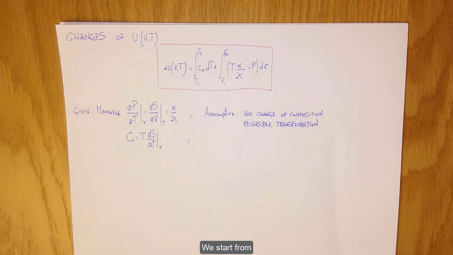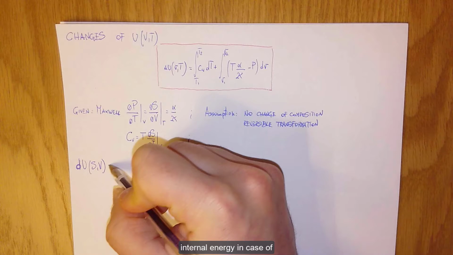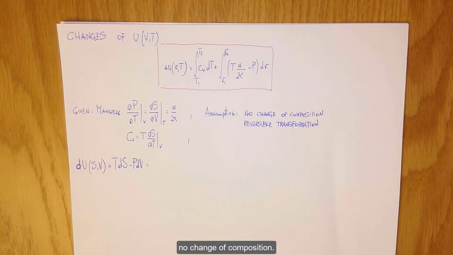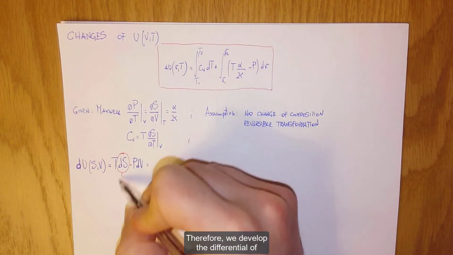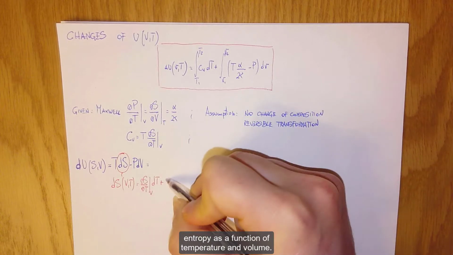We start from the fundamental equation of thermodynamics for internal energy, in case of reversible transformation and no change of composition. We notice that the internal energy is here a function of entropy and volume, while we wish to have a relation in which only temperature and volume are present. Therefore, we develop the differential of entropy as a function of temperature and volume.